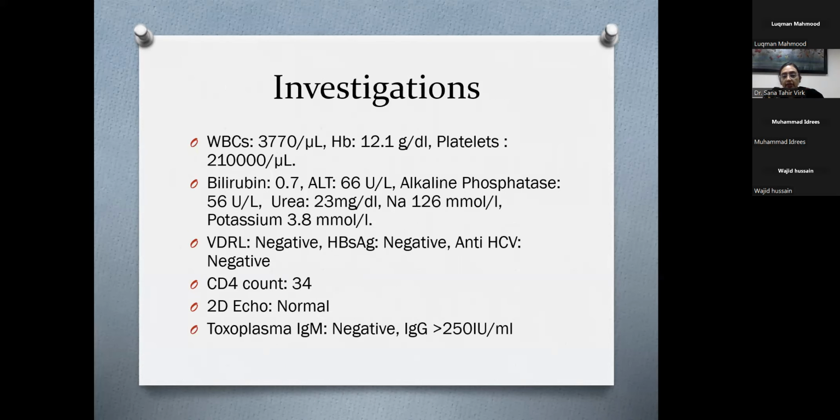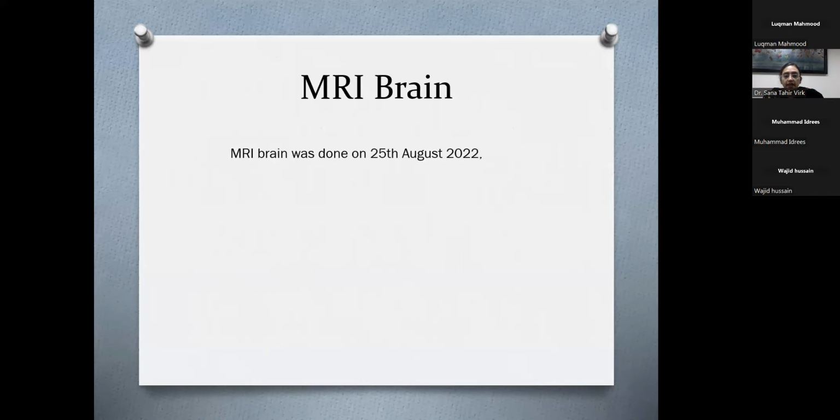His baseline investigations were all normal, except the ALT was 66. His hepatitis B and C were negative. His VDRL was also negative. His CD4 count was 34. His toxoplasma IgG was positive with a titer of 250. His MRI brain was done in late August 2022. Dr. Shahab will explain.